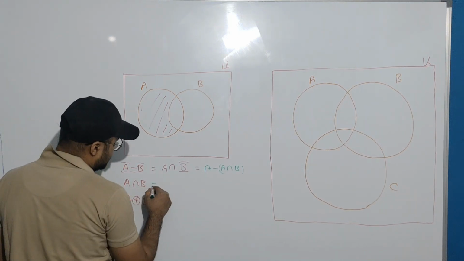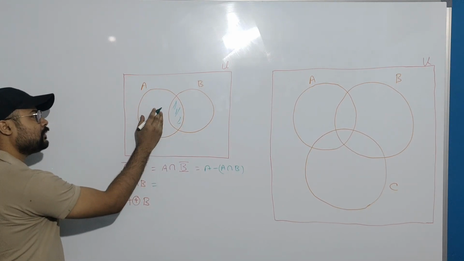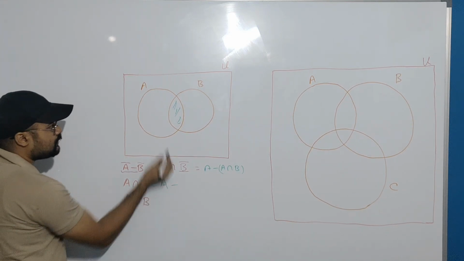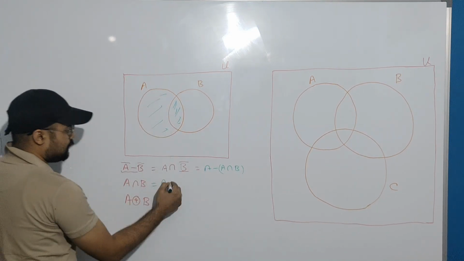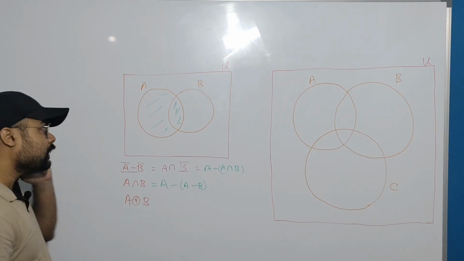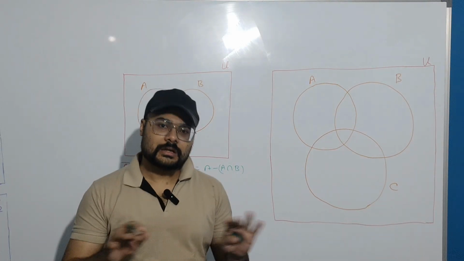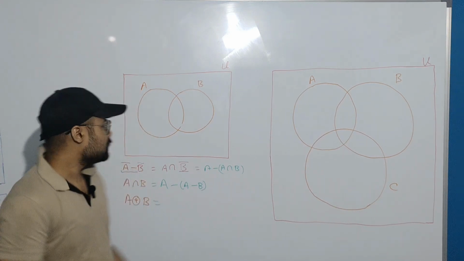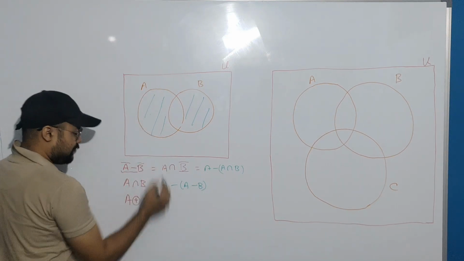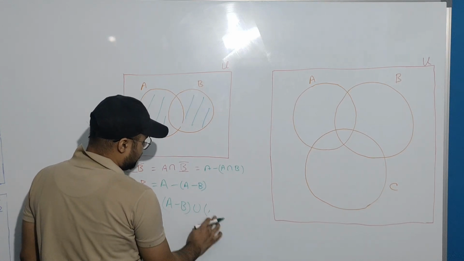Now A intersection B: from A you want to remove those regions that are exclusive to A. These regions are A minus B. So A intersection B is A minus A minus B. Then A XOR B: you include all the elements from A and B which are not common elements. So you are including these regions and these regions. So this is A minus B union B minus A.